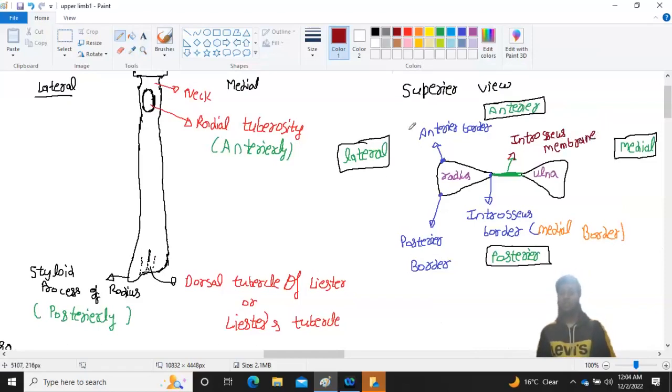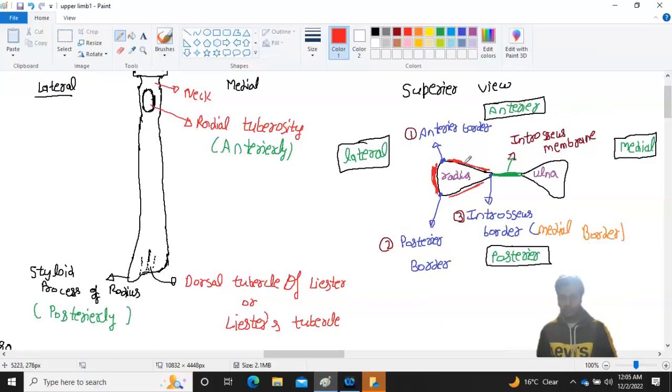Now there are 3 surfaces. These are 3 borders, 1, 2 and 3. Now there are 3 surfaces. First is the anterior surface, which is present anteriorly. It is also called anteromedial, because somewhat it's facing towards the medial side, but we say normally anterior. Then this is the lateral surface, which is facing laterally, and one is the posterior surface, which is facing posteriorly.